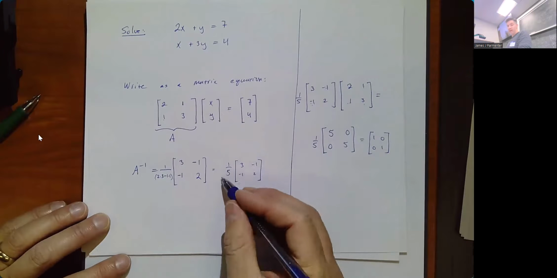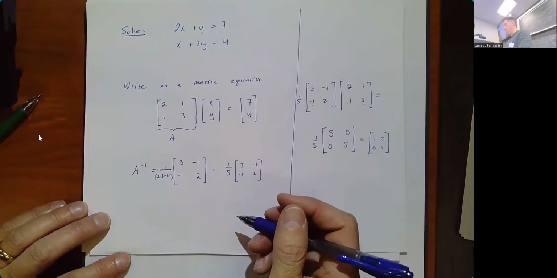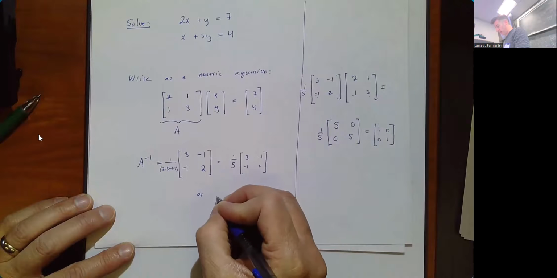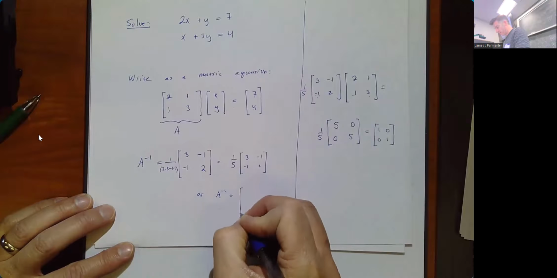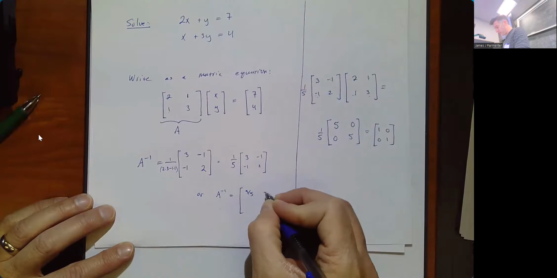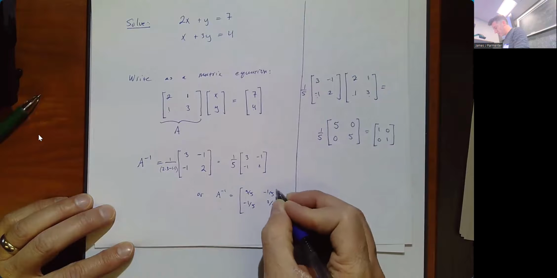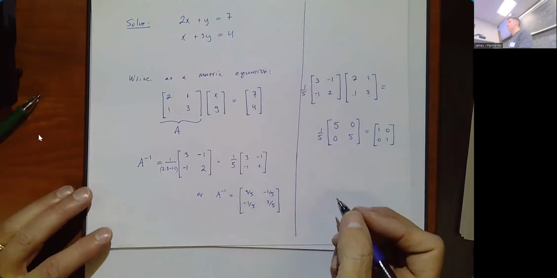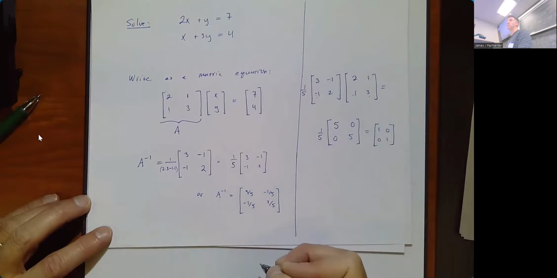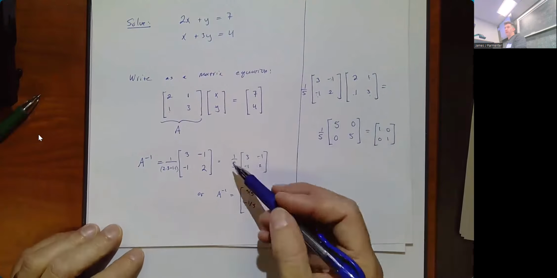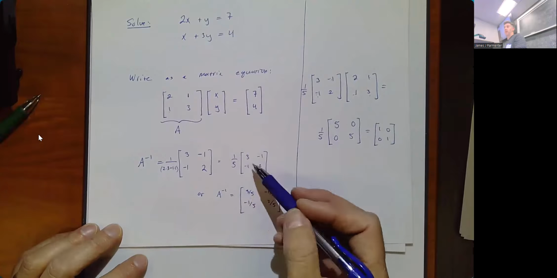I would leave it like this. If you want, you could distribute the 1/5 and write it as 3/5, negative 1/5, negative 1/5, 2/5. There is no good reason to do this. You should not do this. Don't write this down. I mean, you can. I'm not going to stop you, but it's much better to write it like this. It's much easier to deal with if you write it like this.